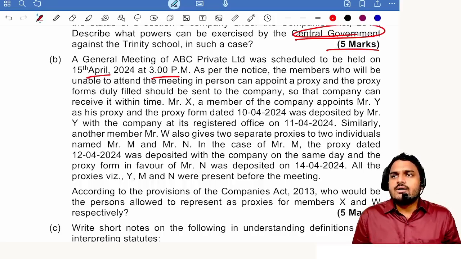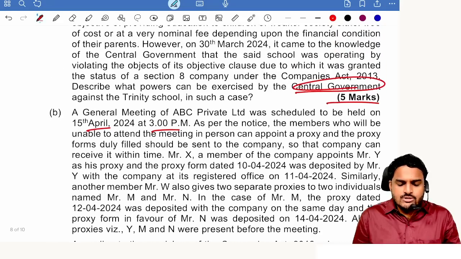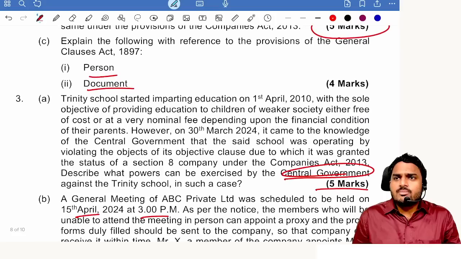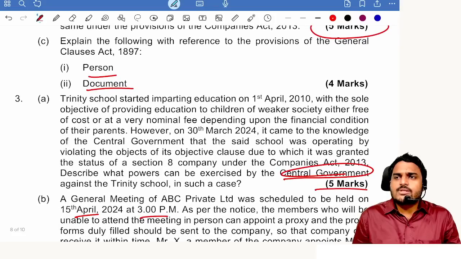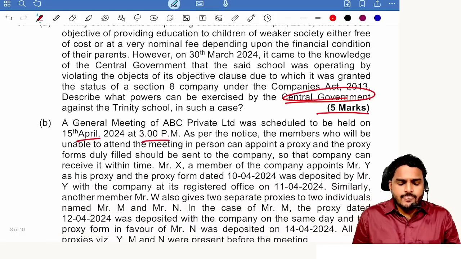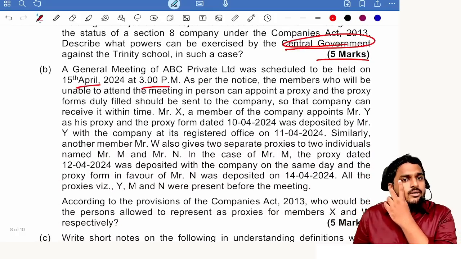The previous question: IBC, Insolvency and Bankruptcy Fund under the IBC code. Okay, next.